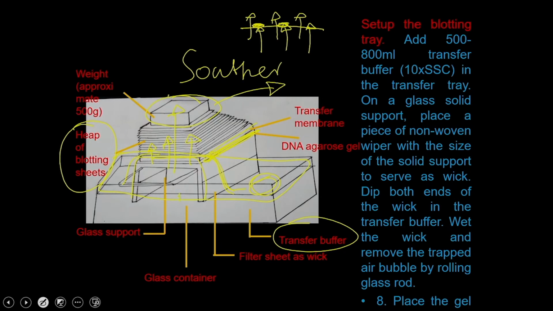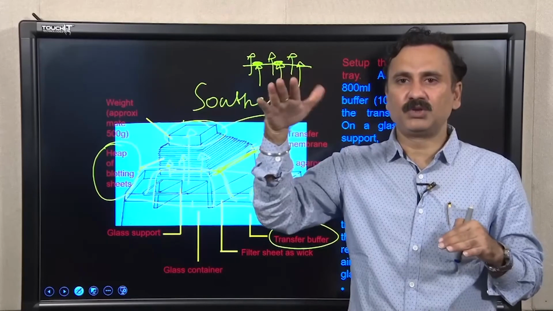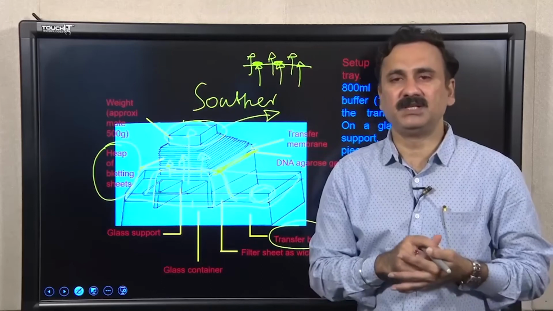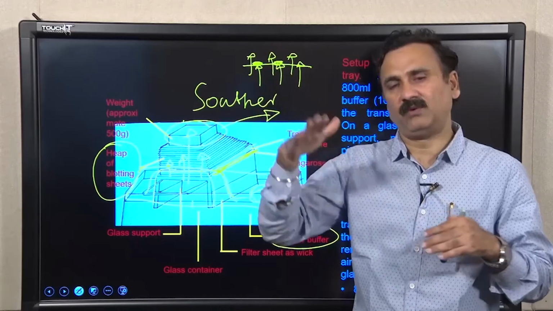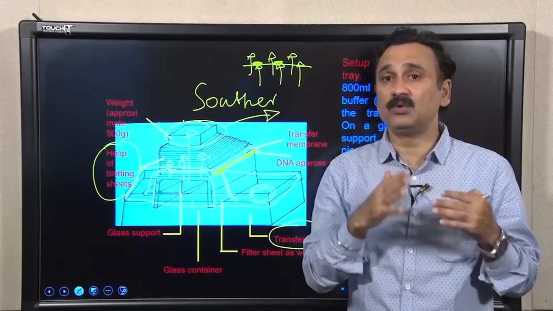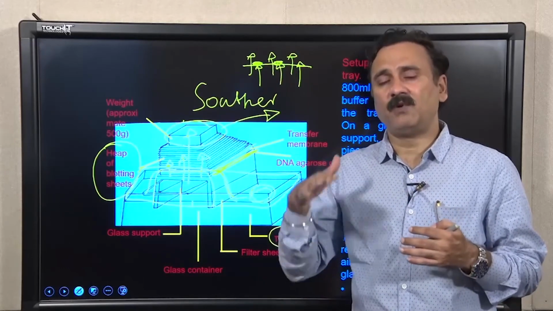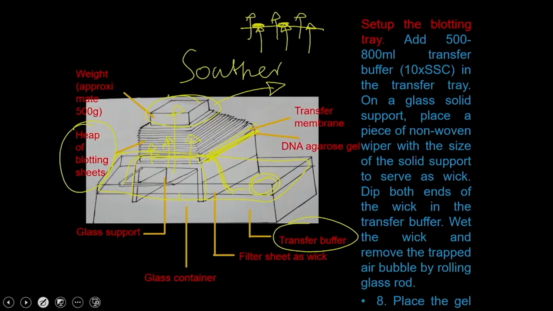from the bottom to top, and you can keep changing these blotting sheets, because once the blotting sheets are wet, this current is going to stop. At that time you can remove some of the blotting sheets and put in new, dry blotting sheets, and then the movement of the water will continue. You continue this for 16 to 24 hours, and that is good enough to transfer the DNA from the agarose gel to the nitrocellulose membrane. In the setup, you add 500 to 800 ml of transfer buffer in the transfer tray.